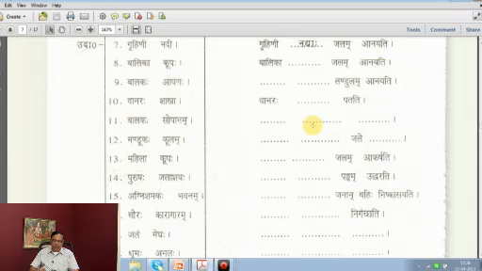Jale patati. Manduka is a frog. Kula means bank. Border, bank, shore. Mandukaha, you put the kula shabda in Panchami. Kulat jale patati. A frog falls from a bank into the water. Jale patati. Here jale is into the water.